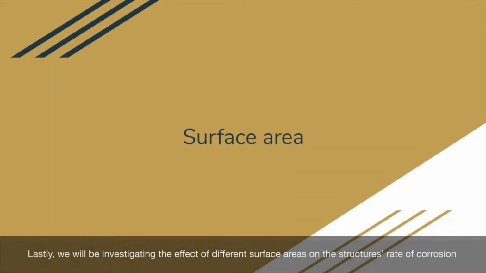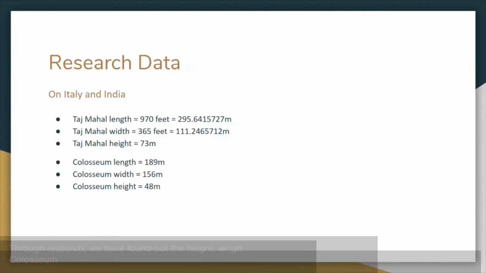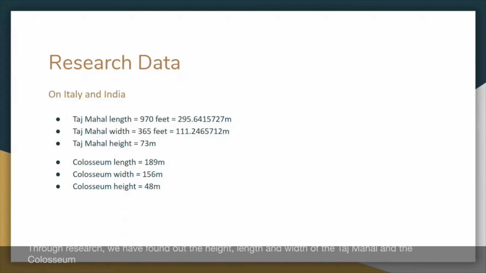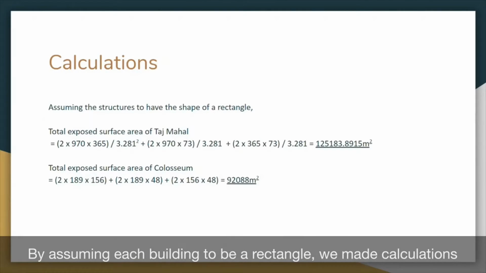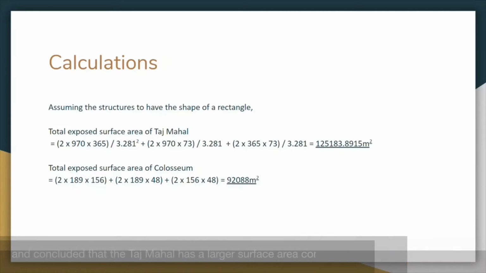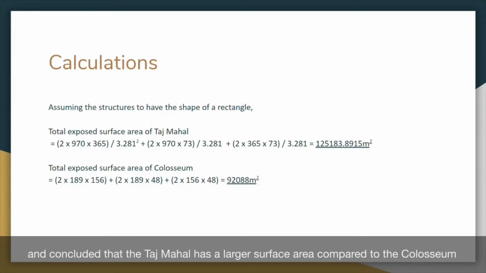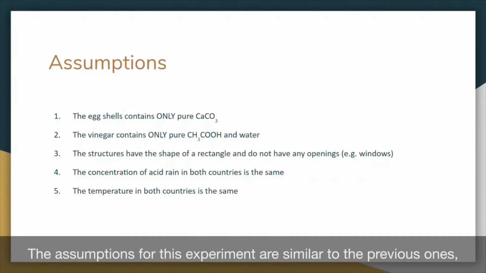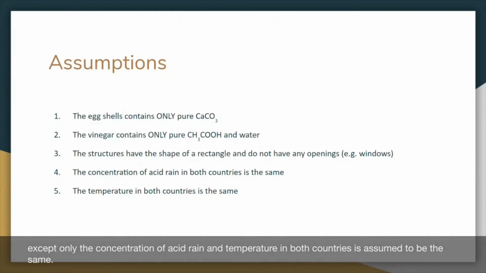Lastly, we will be investigating the effect of different surface areas on the structure's rate of corrosion. Through research, we have found the height, length, and width of the Taj Mahal and the Colosseum. By assuming each building to be a rectangle, we made calculations and concluded that the Taj Mahal had a larger surface area compared to the Colosseum. The assumptions for this experiment are similar to the previous ones, except only for the concentration of acid rain and temperature in both countries is assumed to be the same.